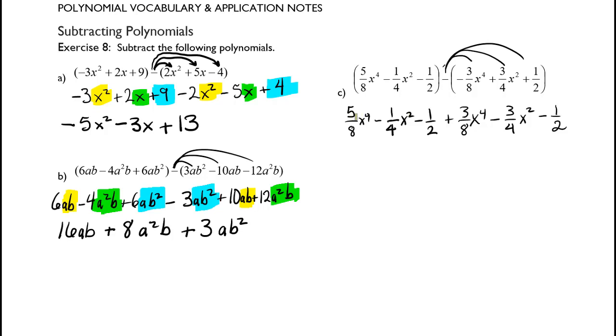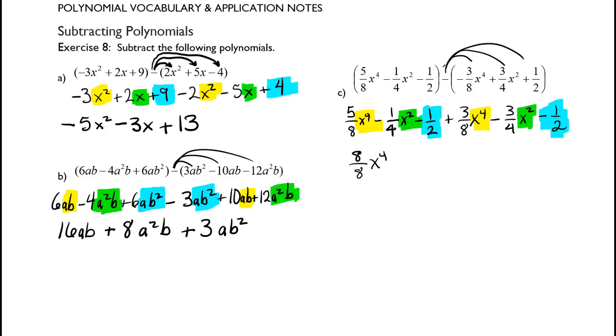Highlighting my like terms, I have an x to the 4th and an x to the 4th here. I also have an x squared and an x squared, and then I just have terms that are numbers. So now 5/8 plus 3/8 gives me 8/8 x to the 4th.